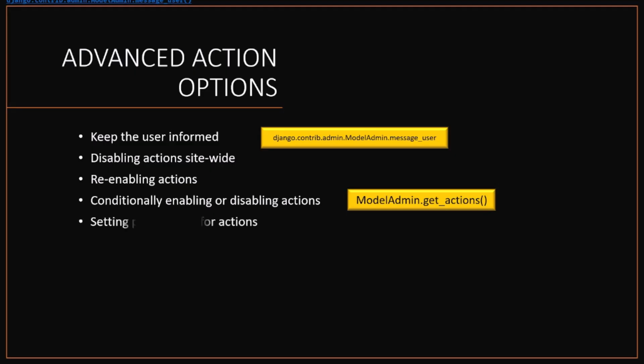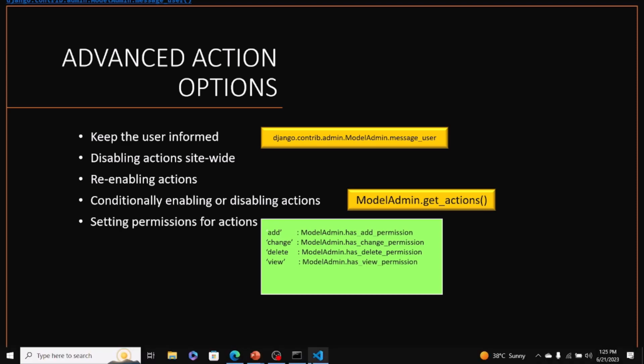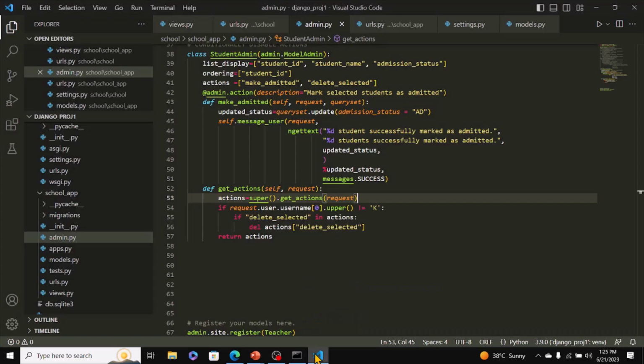Now we can also set permissions for actions. The default permissions are has_add_permission, has_change, has_delete, has_view_permission. We can add a permission to this list. We can, for example, put in has_admit_permission. Right, so let's go ahead and do that now. So come back to your code.